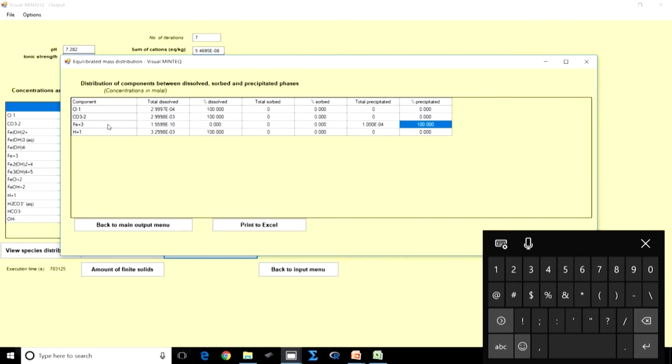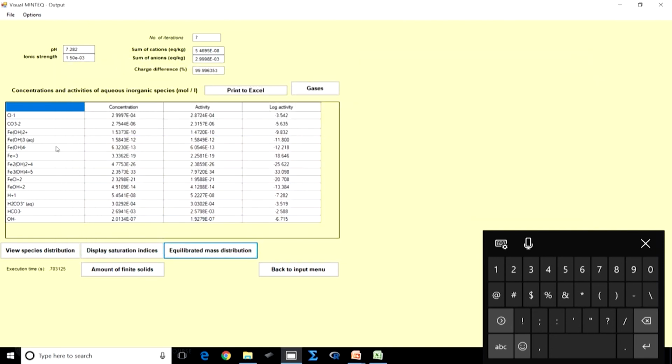So almost all the Fe3 plus has precipitated out, that is what you see here, and little to none is present in the dissolved form, right, and that is what you would obviously expect here. Back to the main menu, there are different kinds of species, but they are all going to be at relatively very low concentration, right. Why is that? Because almost 99.99% or 100% of the iron has precipitated out as ferrihydrite even at pH 7.2, right.